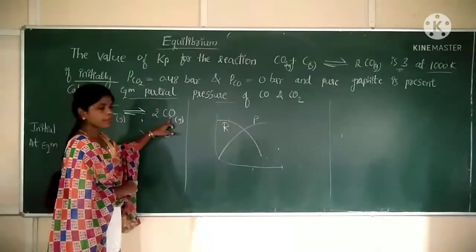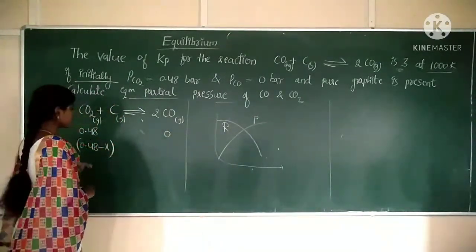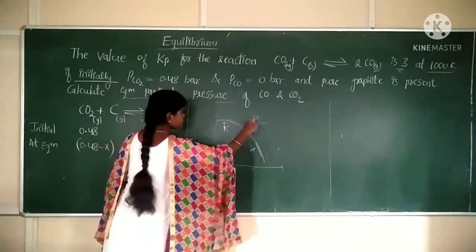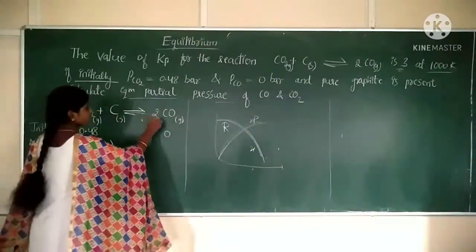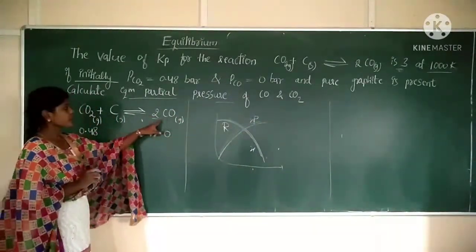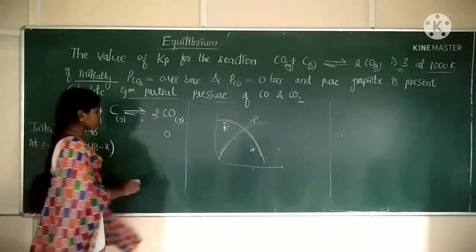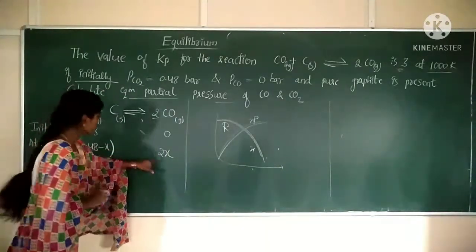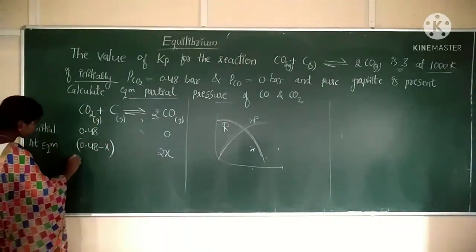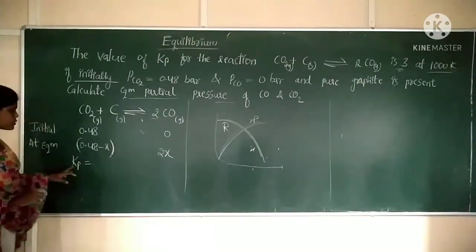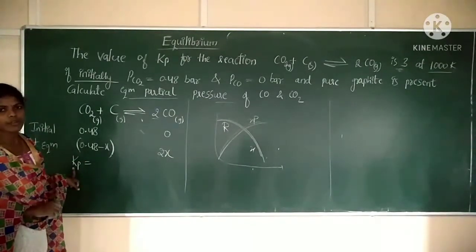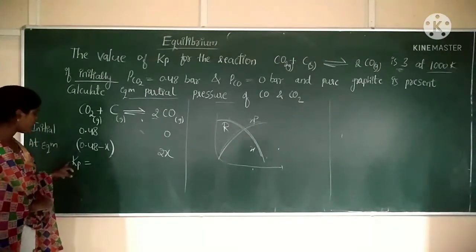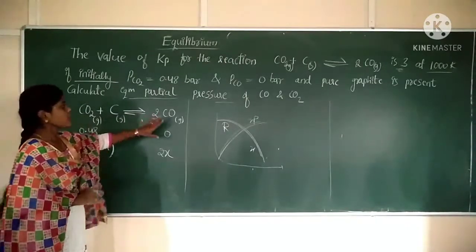Now for 2CO, what is the increase in concentration? The decrease in reactant is x, and the increase in product will be, what is the coefficient here? 2 is the coefficient for CO. So I can take it as 2x because the coefficient is 2. Now what is Kp? Kp is the equilibrium constant in terms of partial pressure. Again, Kp is equal to what?